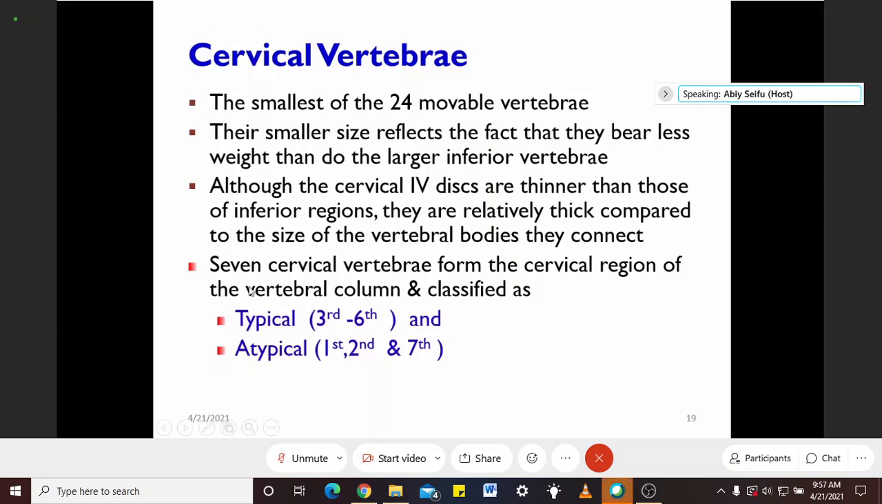Generally, the cervical vertebrae are also segmented into typical and atypical ones. The third to the sixth are categorized as typical, which means most of their features are common. Whereas the first, the second, and the seventh are atypical because they have unique features, or they miss some features that are found on the typical ones. Now let's see the typical ones.